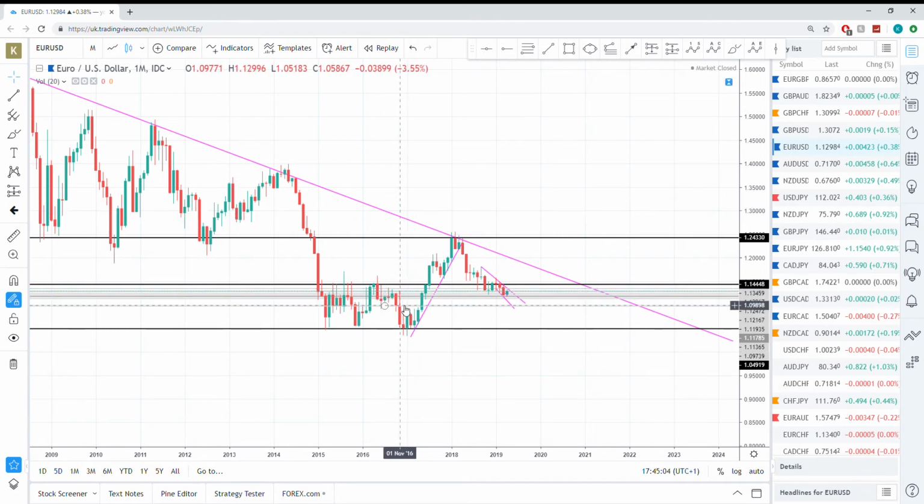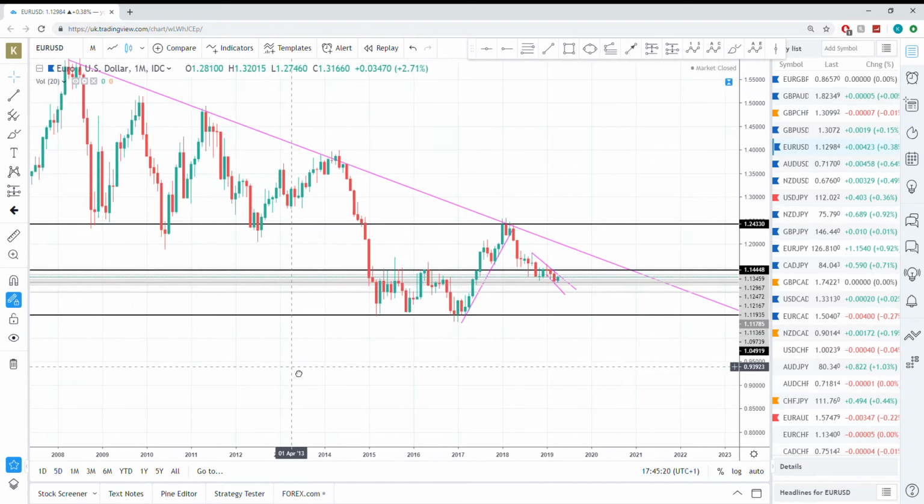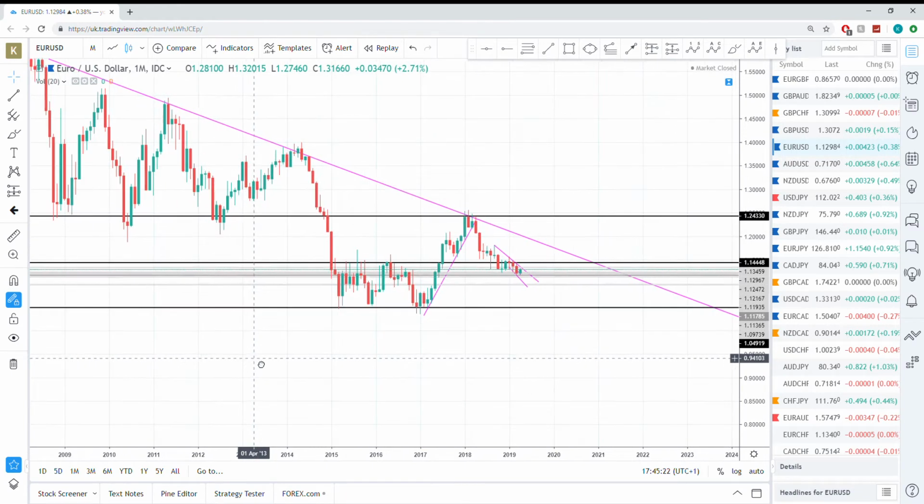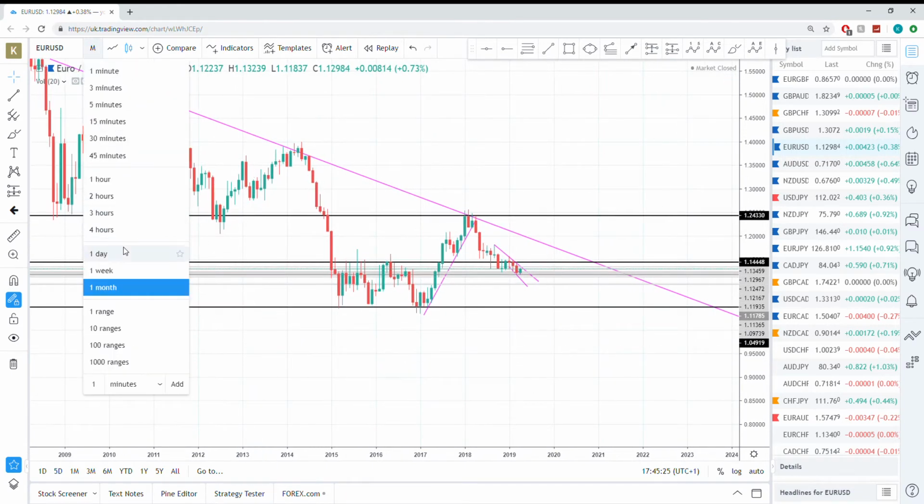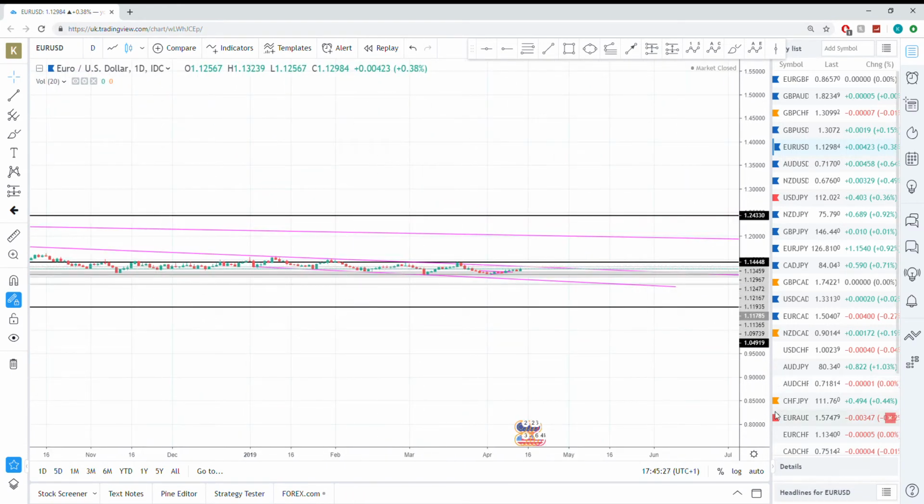We are currently looking to reanalyze the pair Euro-USD again. I previously did this last week, so I'm just going to review it and then make another prediction of what I think will happen for this week. Looking at the month, we can see all my trend lines and levels that I've made. So if we take it down to the daily.